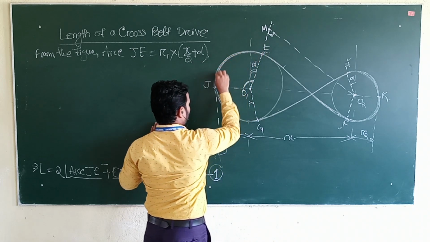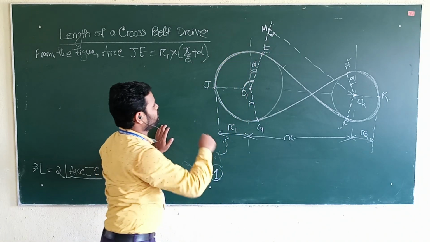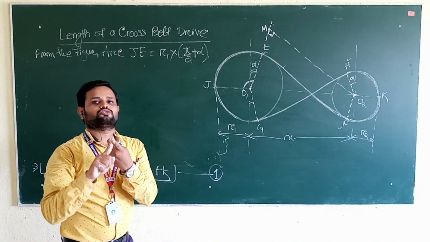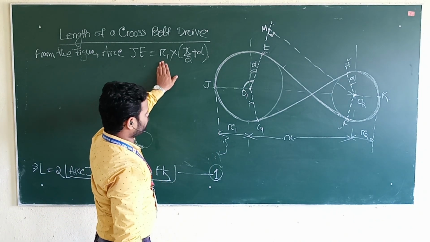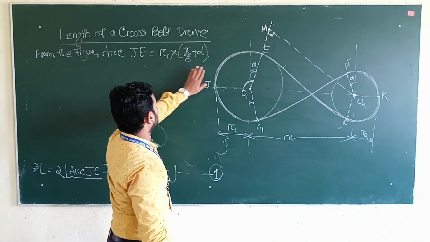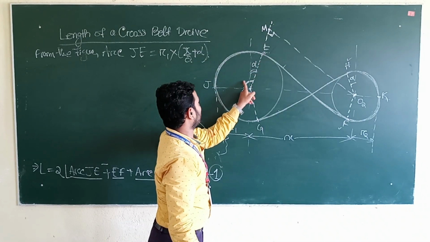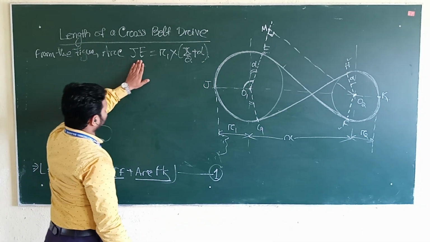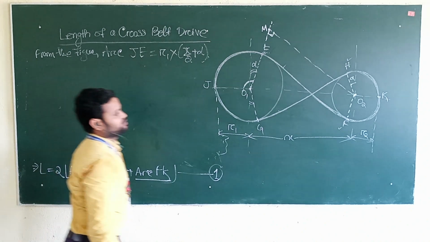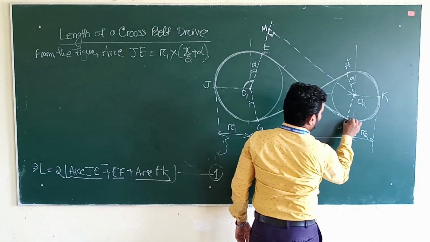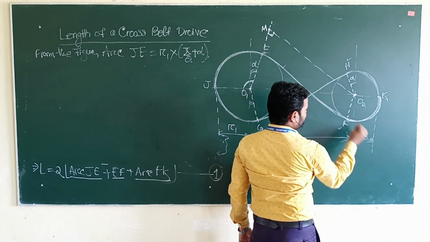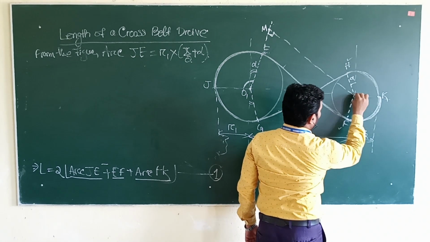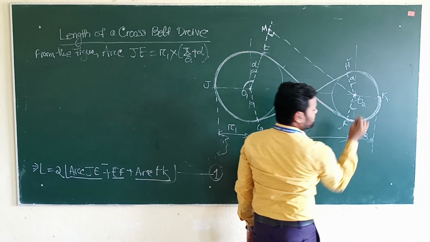If you will calculate the length of the arc, then you will have to multiply two terms. That is, first one is your radius, second one is your angle. So radius is your R1 in case of larger pulley, and the angle made by JER is your 90 plus alpha, that is pi by 2 plus alpha. Similarly, arc of JE, we will calculate arc of FK. Here you will see the arc FK is the radius of smaller pulley is R2, and the angle made by arc FK equal to similarly 90 plus alpha.